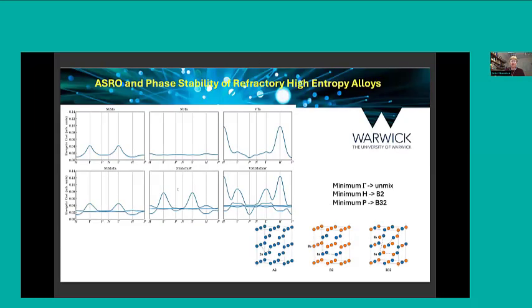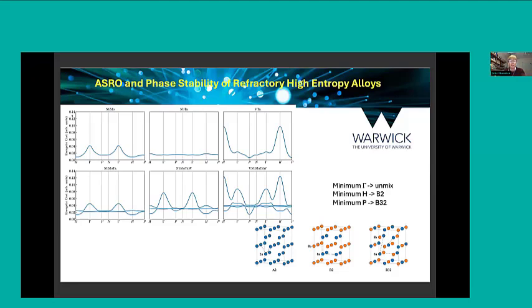Okay, so I'm going to discuss these alloys, which are comprised of niobium and moly and tantalum and vanadium and tungsten. So quite a lot of information here, but I'll just highlight the important aspects.